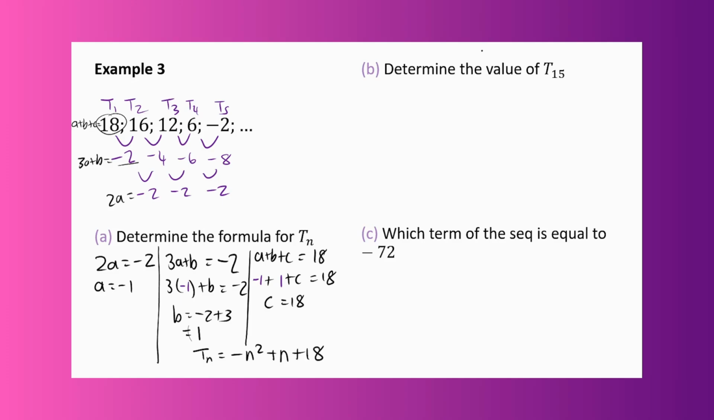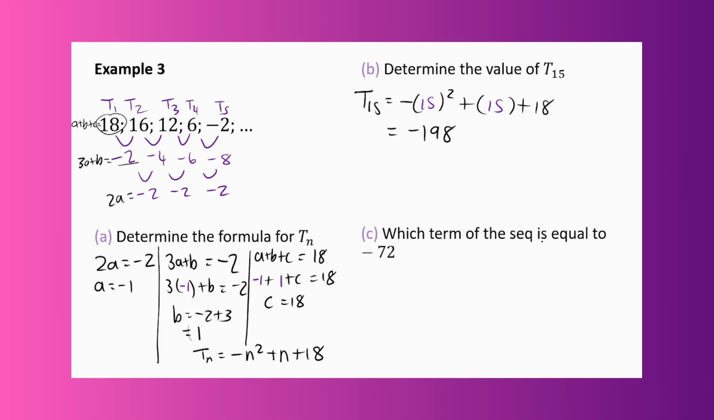Then finding T15. They already tell you 15 goes in n's place. So T15 is equal to, everywhere they put the n, you put your brackets and add 15 in there. And you just put it in your calculator. And you get your answer.